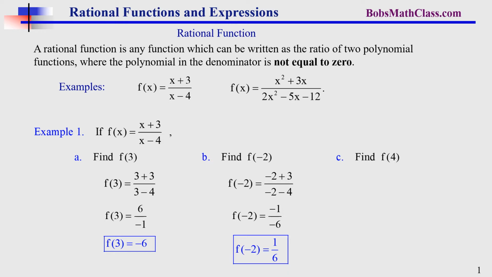Okay, one more. This time plug in 4. 4 plus 3 on top, 4 minus 4 on the bottom, 7 over 0. And what's 7 over 0? Right, undefined. If you write 0, it would be incorrect. You must write undefined. Anytime you have 0 on the bottom, it's undefined. If it was 0 over 7, that would be 0.